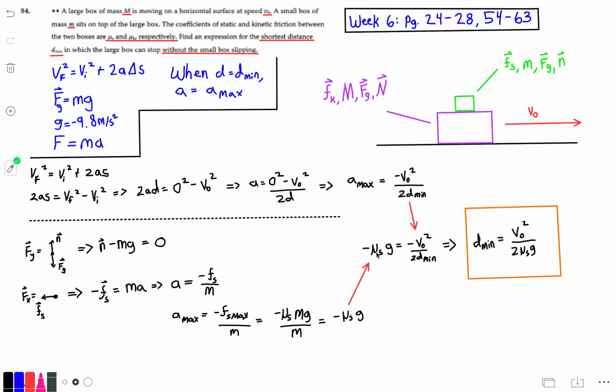When we simplify that out, we're going to set these two equations equal to each other in order to relate both the static friction coefficient and the minimum distance. And after a little simplification, we get that the minimum distance is equal to v naught squared divided by 2 times the coefficient of static friction times the force due to gravity.